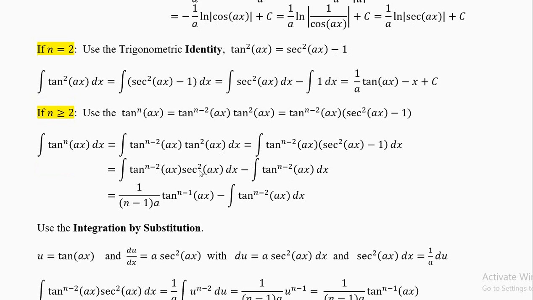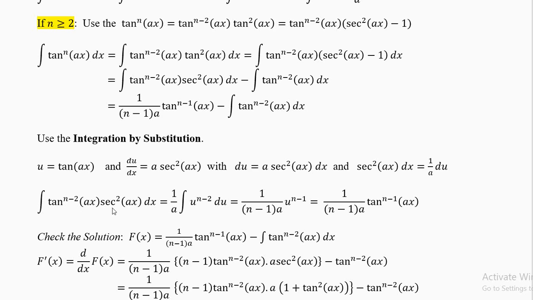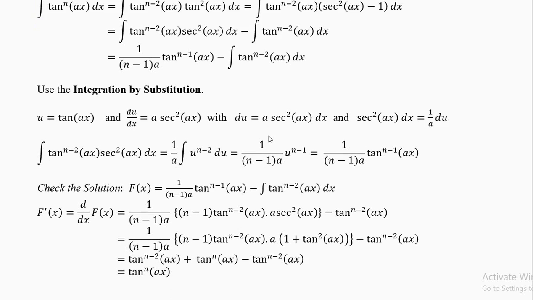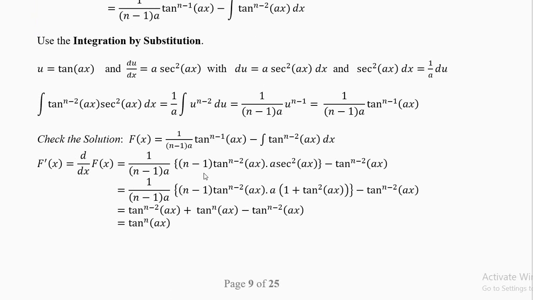Write secant square as tangent as u equal to tan ax, du by dx equal to a secant square ax, because the derivative of tangent is secant square. In this step, du equal to a secant square ax dx, secant square ax dx equal to 1 over a du. So you do this, tan power n minus 2 secant square will be 1 over a u power n minus 2. When you integrate, you will get n minus 2 plus 1, which is n minus 1. So this will be your integration for this part, and this is your reduction formula. And again, you can check your answer by differentiation.